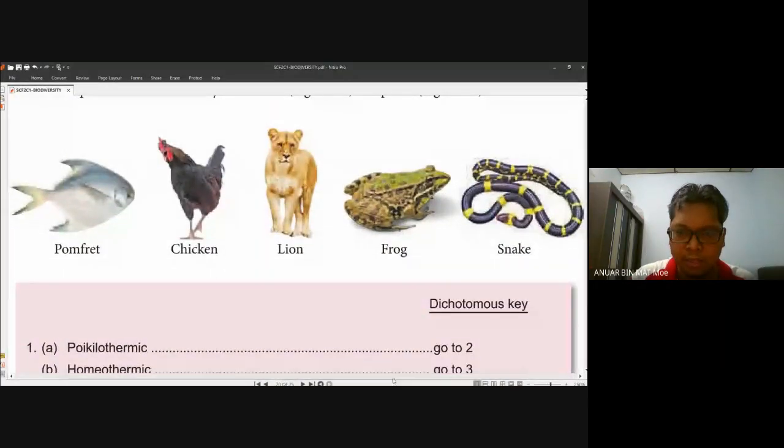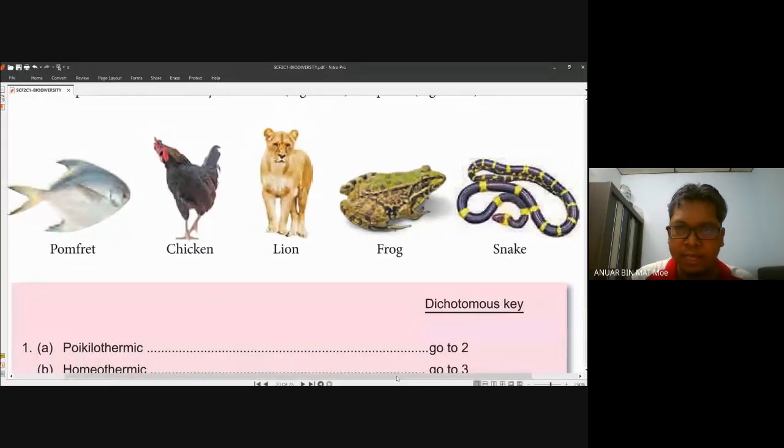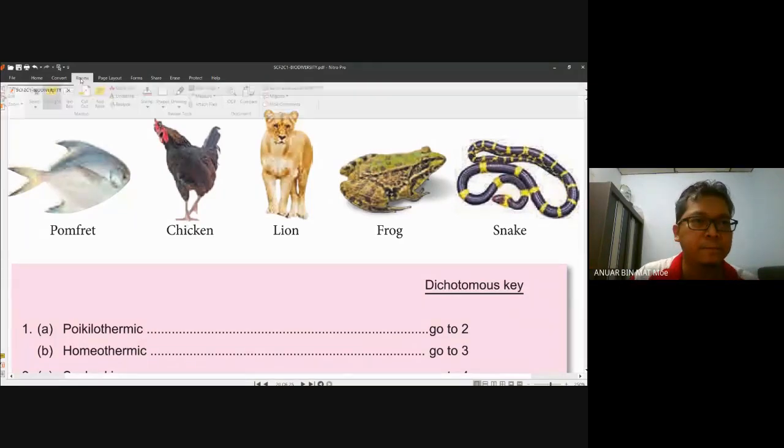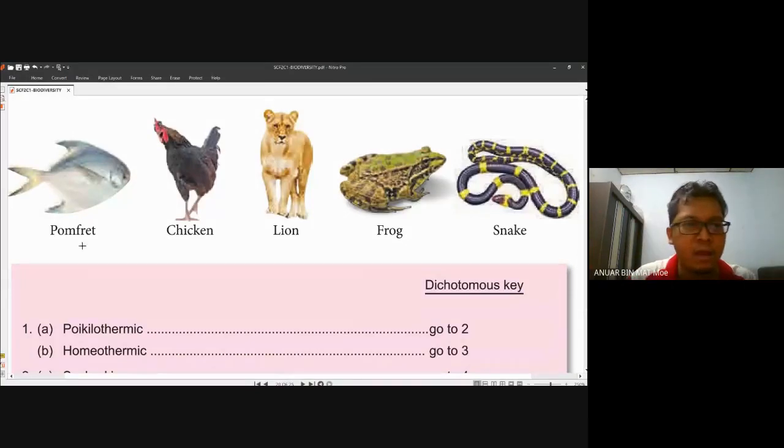Okay, you can see here. Later, I will give you an assignment here. So this is just an example first. How many organisms do we have here? We have fish, pomfret here. We have chicken. We have 5 organisms here: pomfret, chicken, lion, frog, and snake. We have 5 different animals that we did not categorize yet. We did not do any classification.